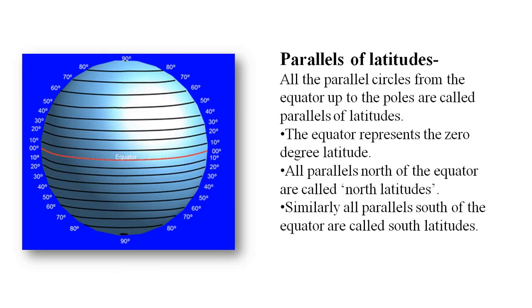Parallels of latitudes. All the parallel circles from the equator up to the poles are called parallels of latitude. The equator represents the 0 degree latitude. All parallels north of the equator are called north latitudes. They are indicated as N. Similarly, all parallels south of the equator are called south latitudes. These are indicated as S. They also help us to locate a place on the globe.